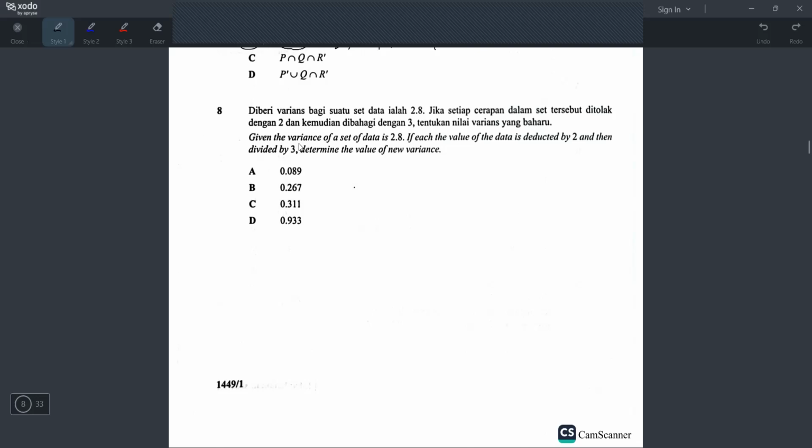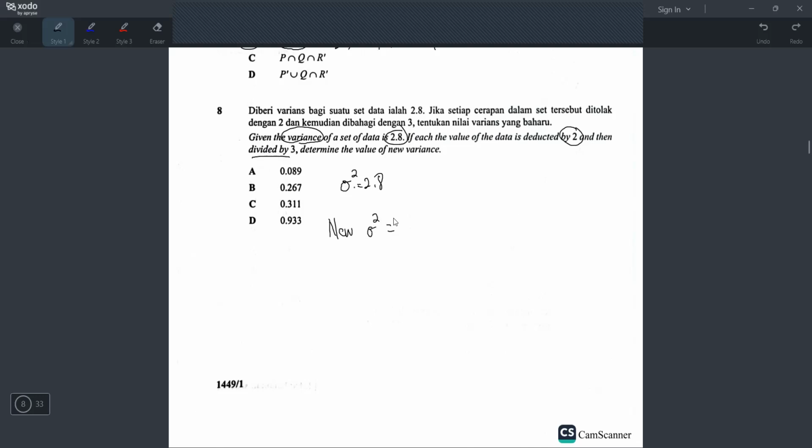Given the variance of a set of data is 2.8, the symbol for variance is like this. This is the symbol for variance, and this is the symbol for standard deviation. Okay, let's keep reading and see what is wanted. If each of the values is deducted by 2 and then divided by 3, determine the value of the new variance. The old variance is 2.8. What would be the new variance?